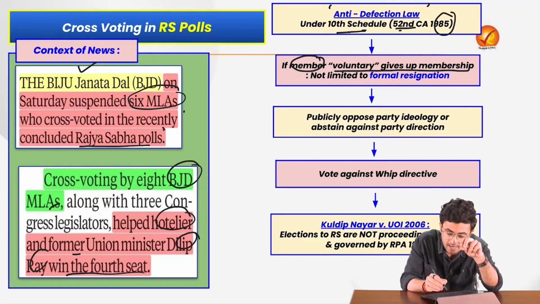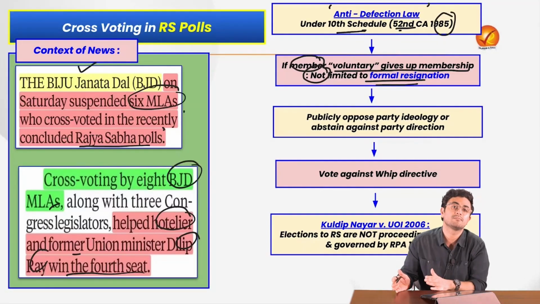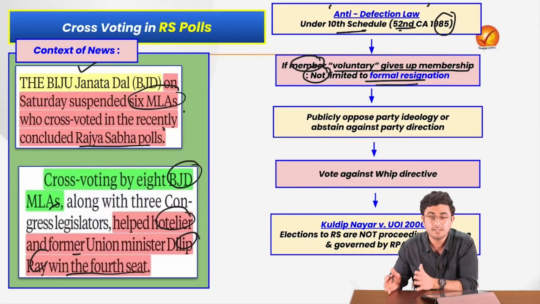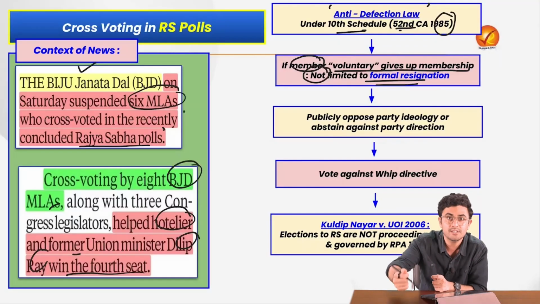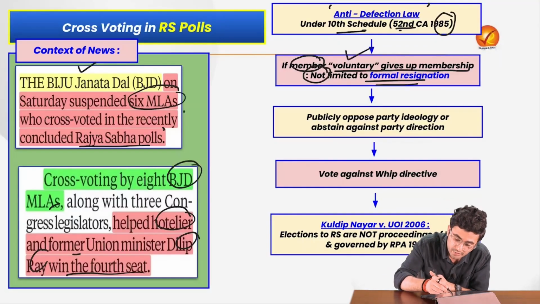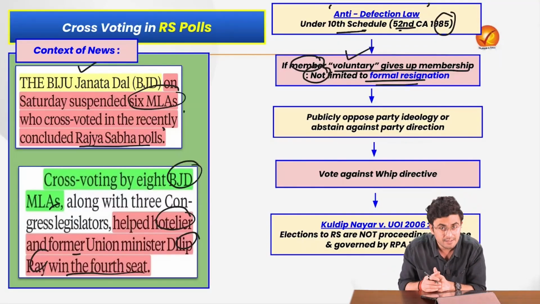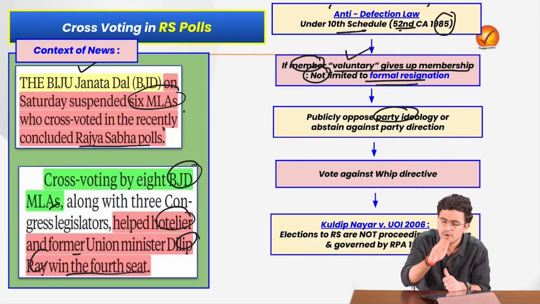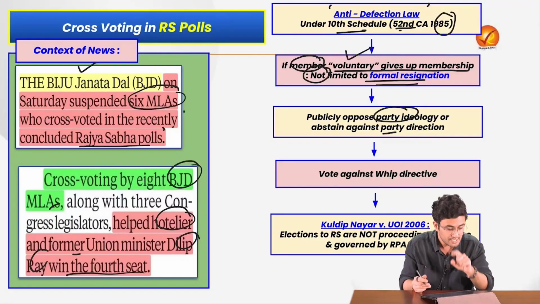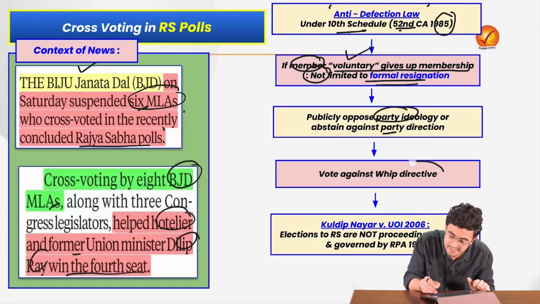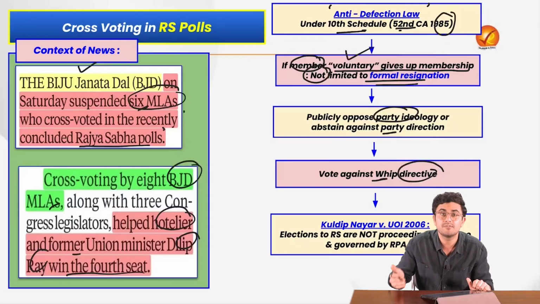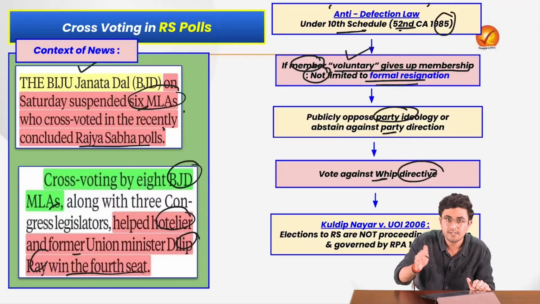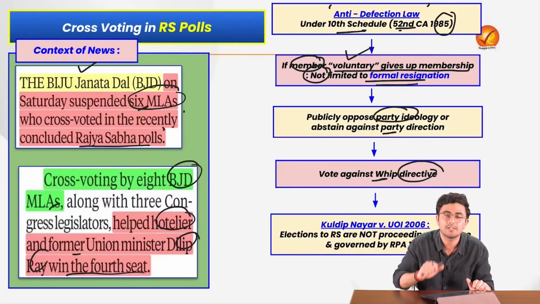But keep this in mind that it is not limited to formal resignation. Defection is not only considered when I formally resign and voluntarily give up my membership. Rather, if you are publicly opposing the party ideology, or abstaining from any direction given by the party, or voting against the directive given by the whip appointed by the leader of the party in the parliament.